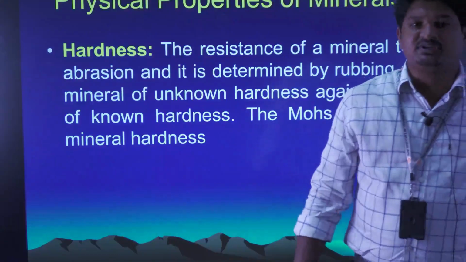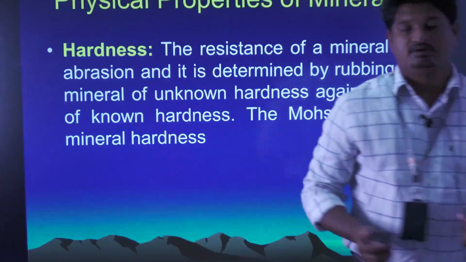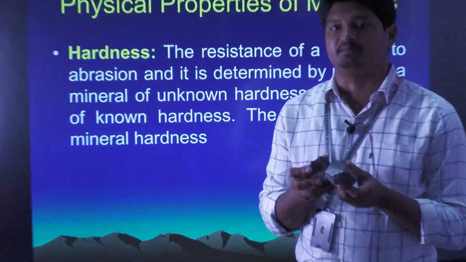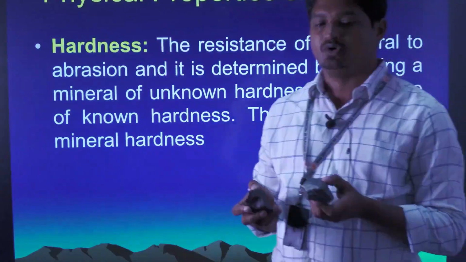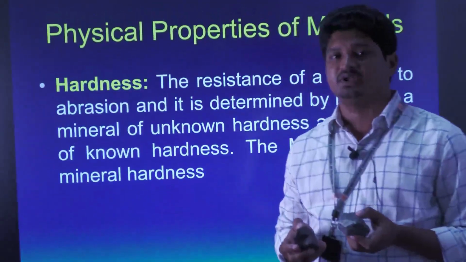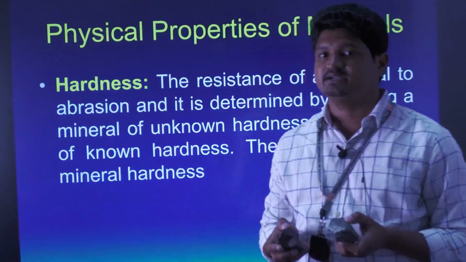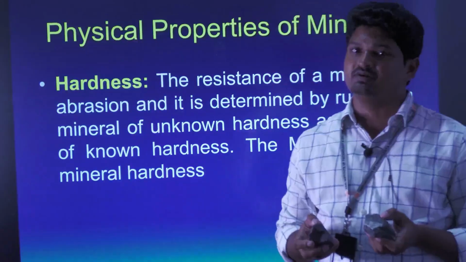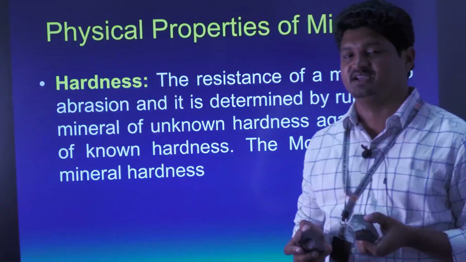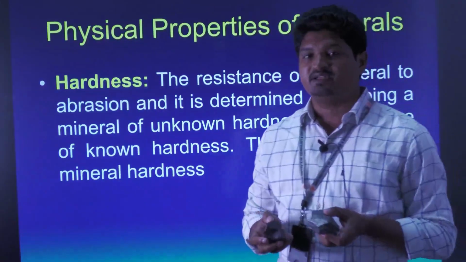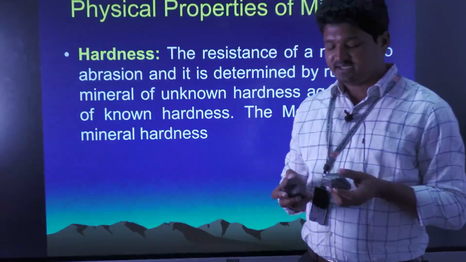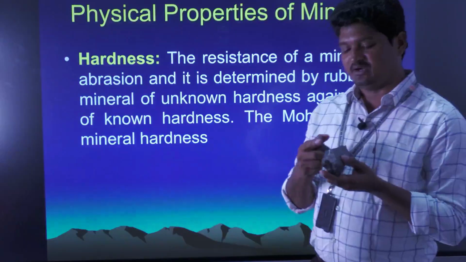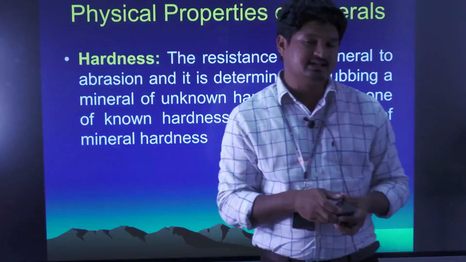Hardness. Hardness means rubbing two minerals together, and the mineral that shows impressions is the weaker mineral. In the hardness scale, the scientist Mohs defined 1 to 10 hardness minerals: talc, gypsum, calcite, apatite, fluorite, feldspar, quartz, topaz, corundum, diamond. These are the 1 to 10 hardness minerals in the earth crust. To identify an unknown mineral's hardness, you rub a known mineral on the unknown mineral, and if impressions appear on the unknown mineral, it has the lesser hardness. Generally, that is the hardness scale.